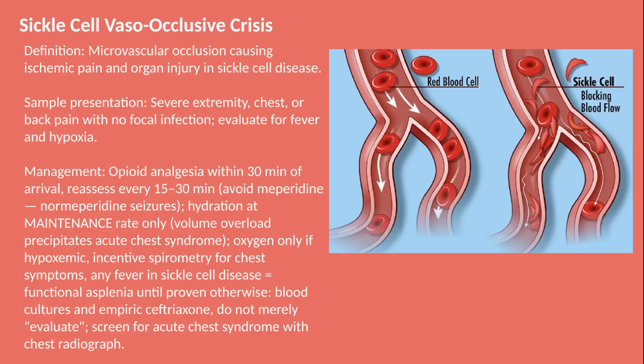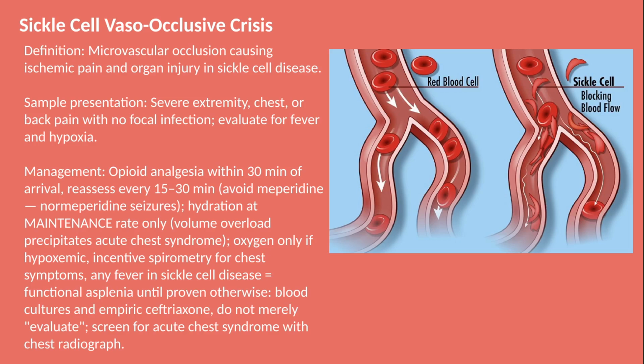Vaso-occlusive crisis is microvascular occlusion by sickled cells producing ischemic pain and organ injury. The patient reports severe extremity, chest, or back pain, often familiar to them and often described by a number they know well from experience. Believe them. These patients are chronically undertreated and frequently mislabeled as drug-seeking, and that bias directly worsens outcomes.